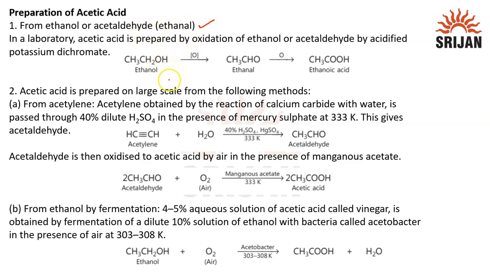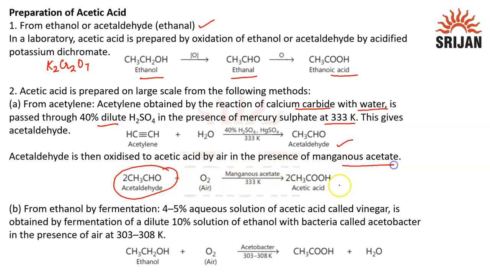Now we can prepare acetic acid from ethanol or acetaldehyde. The oxidation of ethanol or acetaldehyde by acidified potassium dichromate, which is K2Cr2O7, gives ethanoic acid. We can also prepare it from acetylene. Acetylene, we know, is prepared by the reaction of calcium carbide with water. When this is passed through 40% dilute sulfuric acid in the presence of mercury sulfate, it gives acetaldehyde. Now, the oxidation of acetaldehyde in the presence of manganese acetate gives acetic acid. So, this is how we can prepare it from acetylene also.